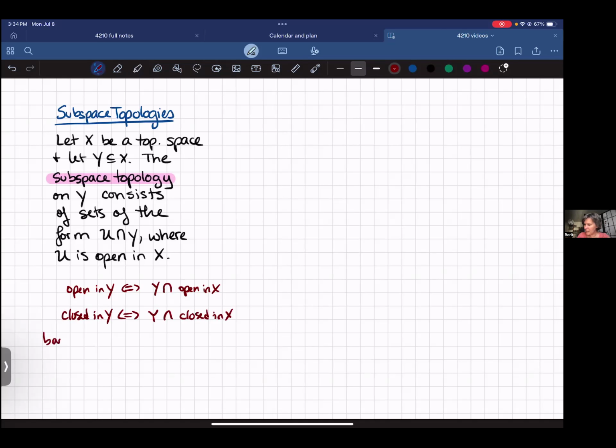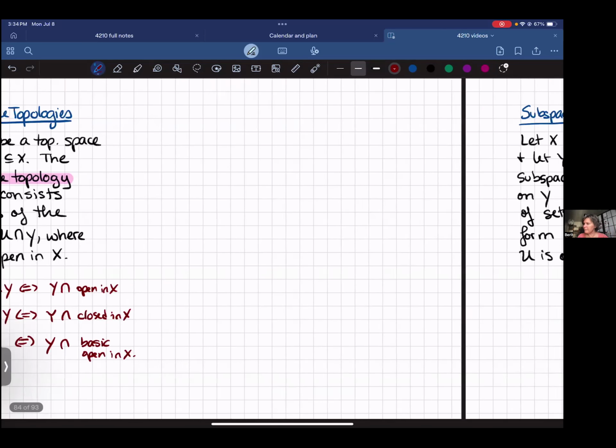And a basic open set in Y would look like Y intersect with a basic open set in X. So you think about X, you think about what kinds of open and closed and basic open sets you have in X, and then you imagine what would happen when those are intersected with your smaller universe. And whatever you get, those are the basic open sets or the open sets or the closed sets in your subspace topology, in your new smaller universe. Let's look at a couple of examples.